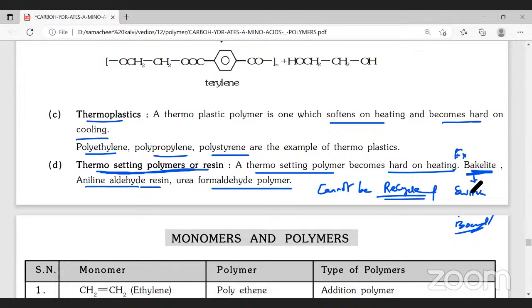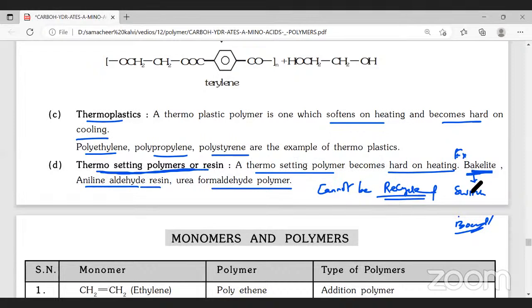So you should remember, thermoplastic softens on heating and hardens on cooling. This process is reversible. Heat, it becomes soft; cool, it becomes hard. Again heat, soft; again cool, hard. So different shapes. Now thermosetting plastic becomes hard on heating, and the process is irreversible. Once it becomes hard on heating, it cannot be softened further. Therefore, it's an irreversible process.